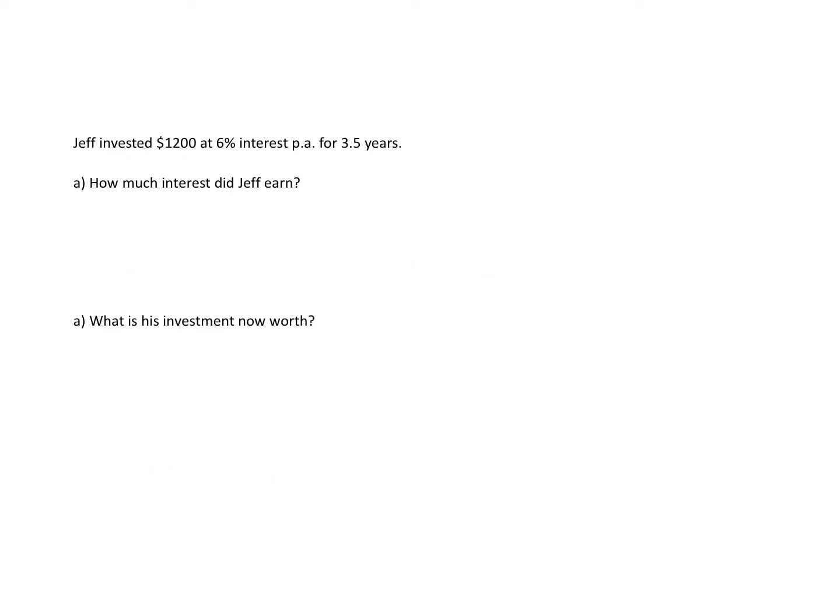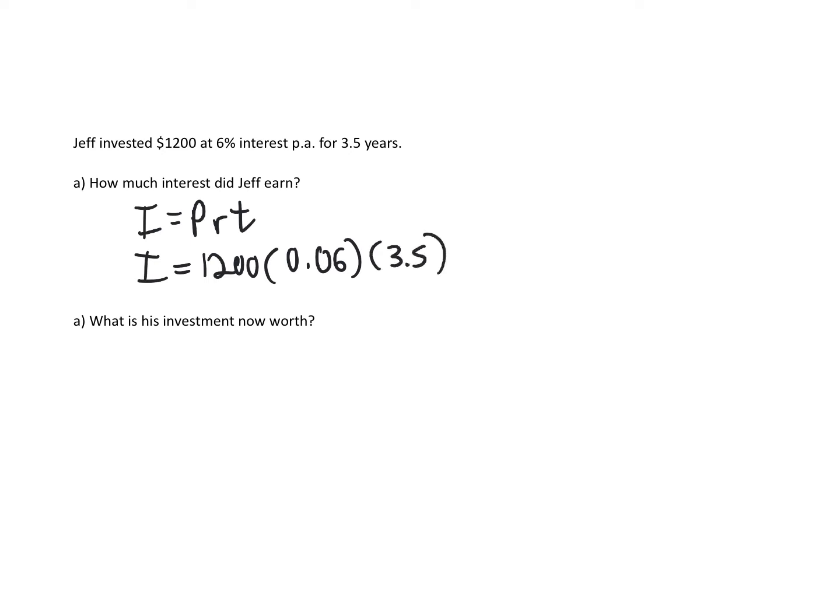In the second example, we're going to do it in two parts because we want to know what the interest amount is first. So for this, we can just use I equals PRT. So the interest is going to be 1,200 times the rate, 0.06, which is per year, and we have 3.5 years. This ends up being $252.